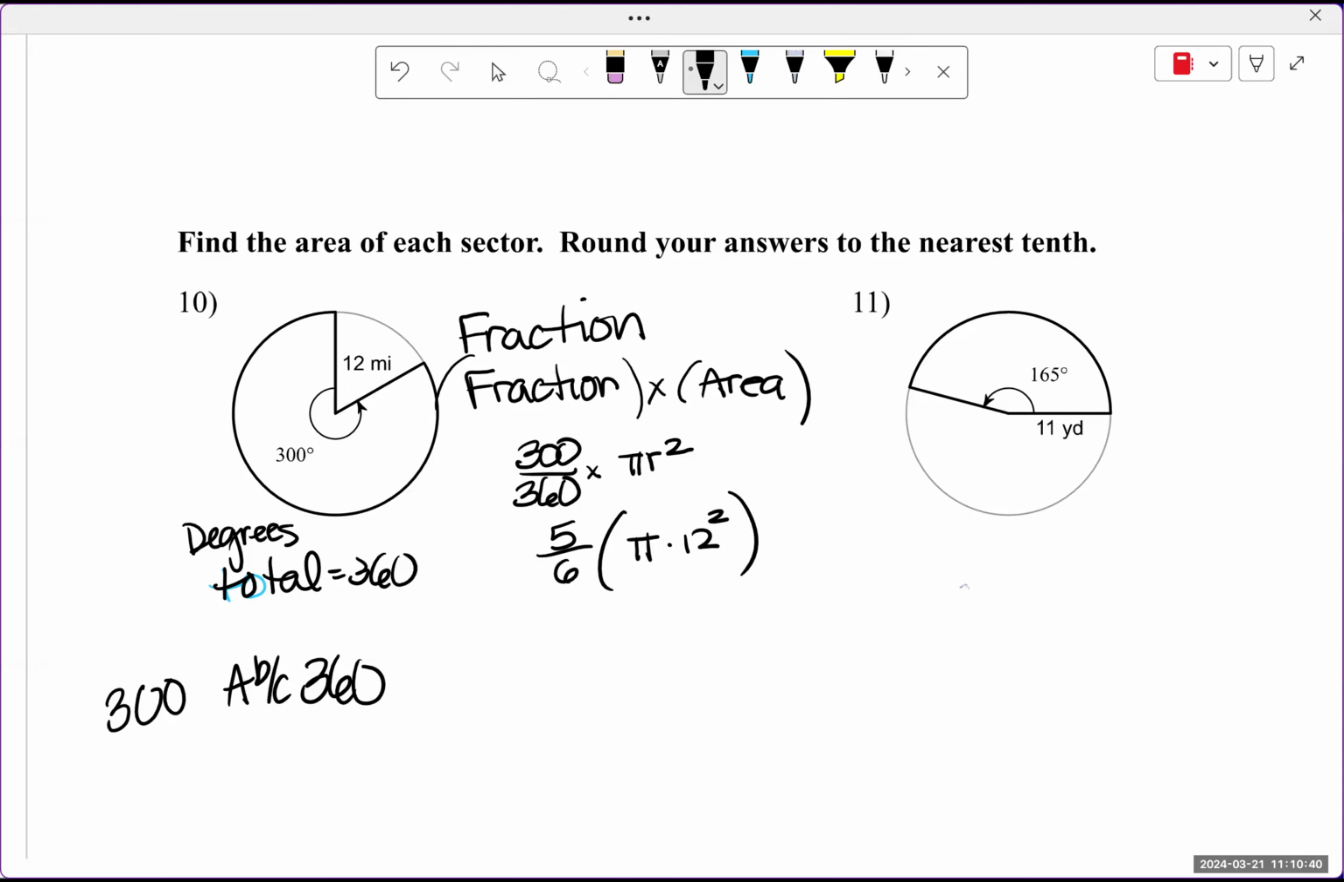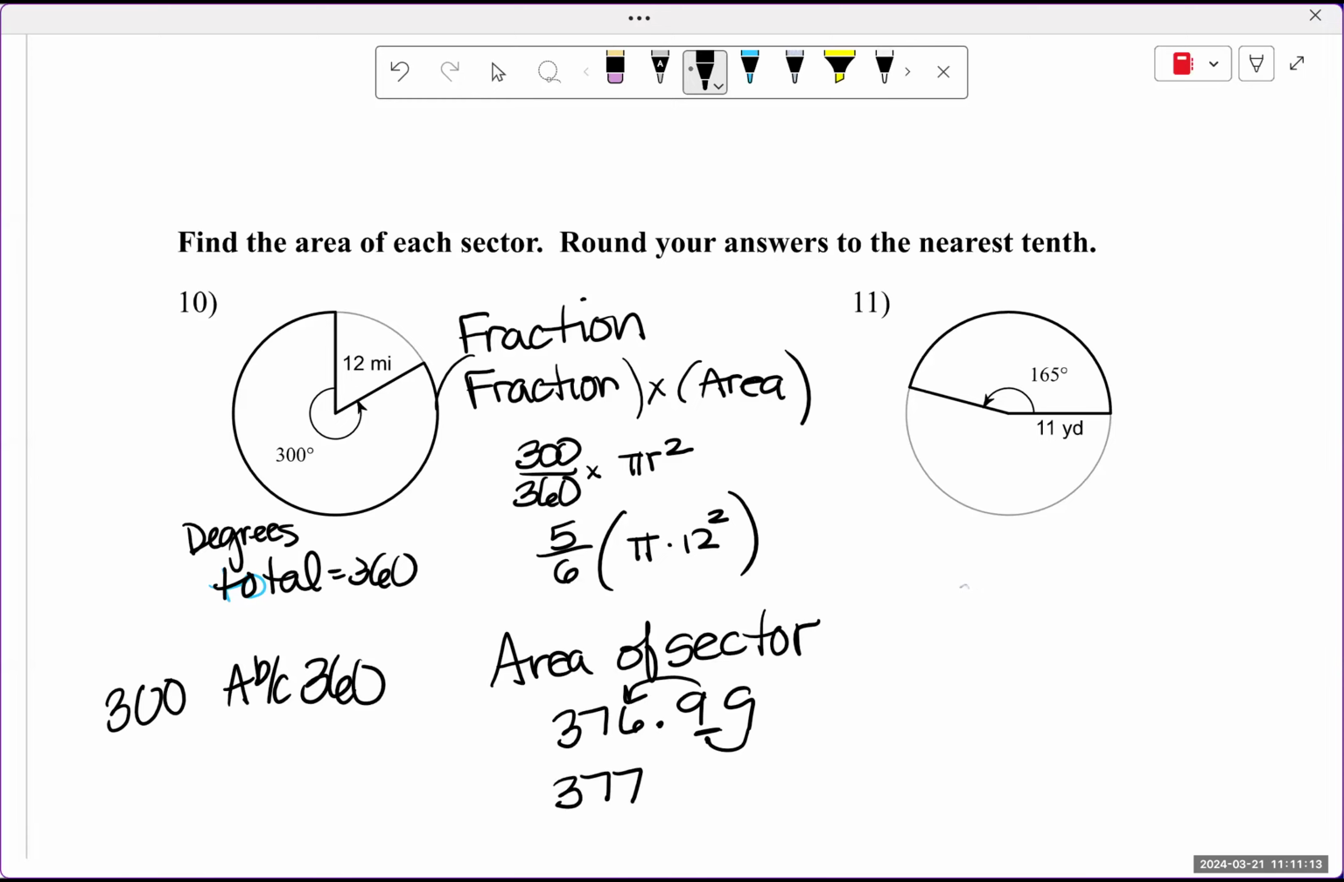Okay, we're going to plug it into the calculator. So 5/6 times the pi button times 12 squared, which is 144. The area of the sector, which is basically just part of the pi, is 376.99, round to the nearest tenth. This bumps up to 10, which carries over, 377.0, rounded to the nearest tenth. Area is always square units.